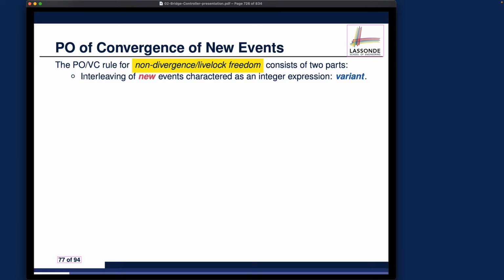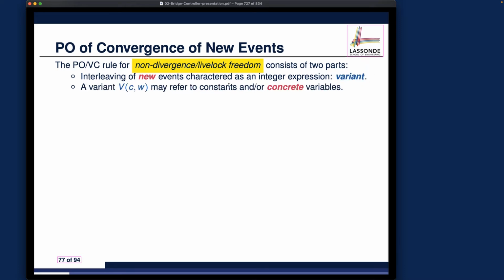We know that the new events may simply interleave indefinitely, as we saw earlier. But we want to use a variant integer expression to really characterize exactly this kind of interleaving. And we want to make sure such interleaving should be finite, and it should be bounded. It should not be indefinite. Right? That's kind of the idea at the highest level.